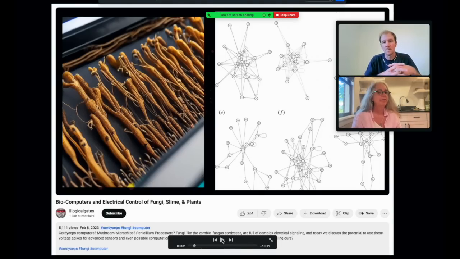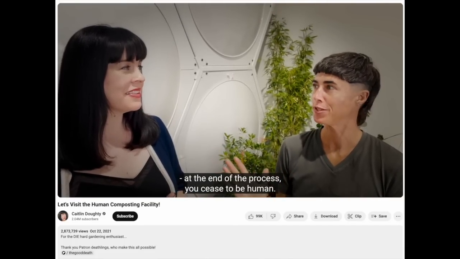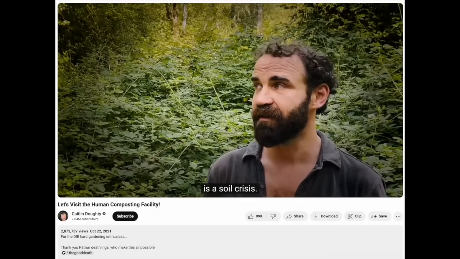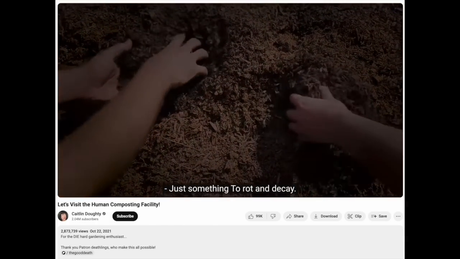When you talk about the microbiome, natural fungus that's already in the inoculating material, like the sterile material, but then whatever's in the body. Human anymore at the end of this process. At the end of the process, you cease to be human. The climate crisis at some fundamental level is a soil crisis. Fully embracing myself as organic matter, just something to rot and decay.